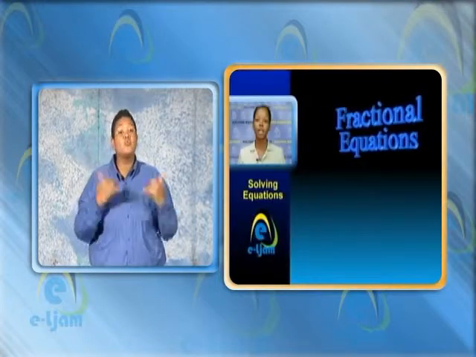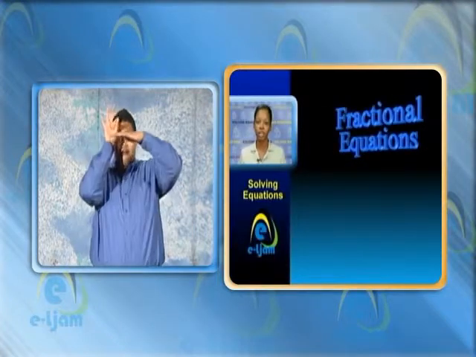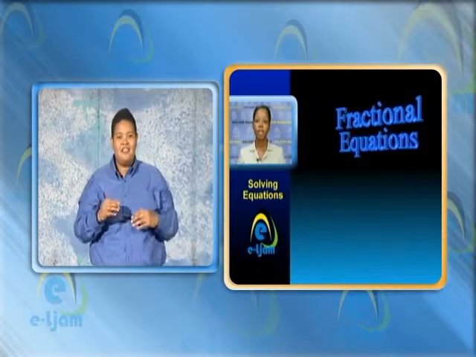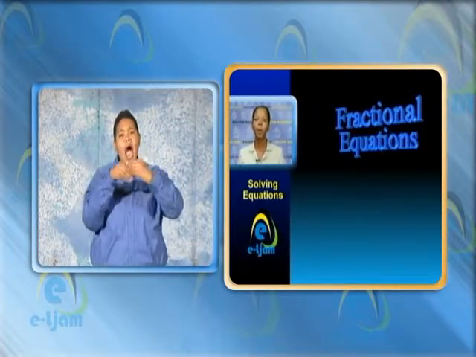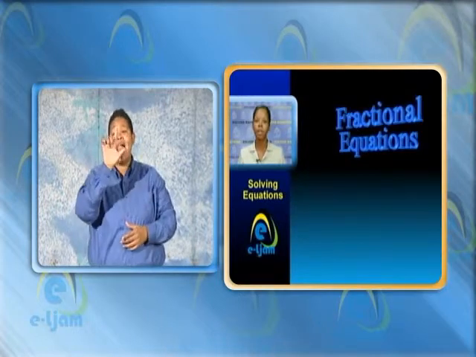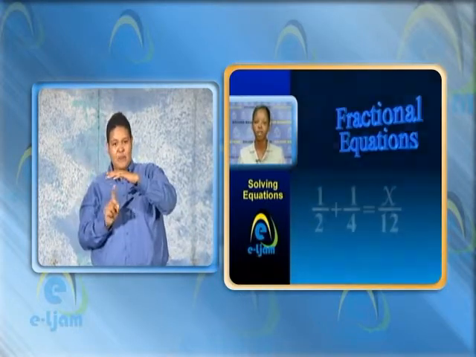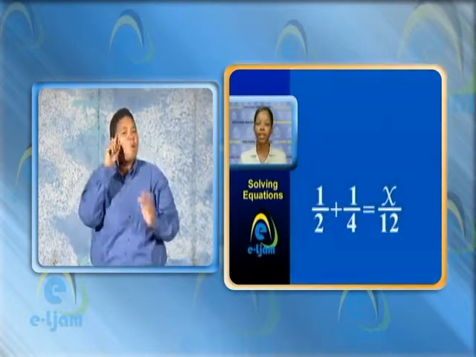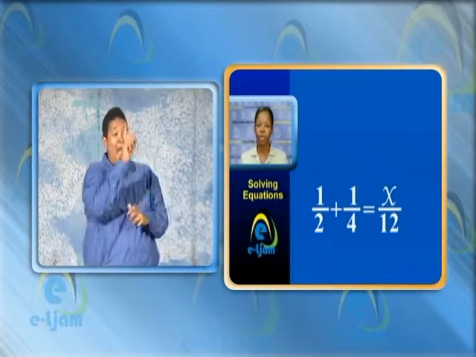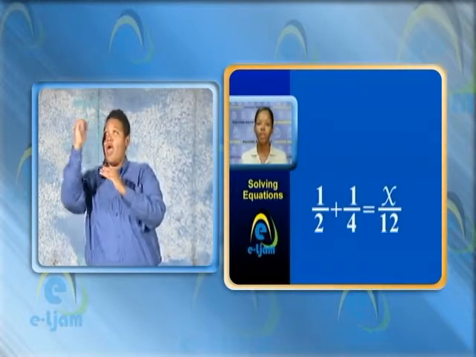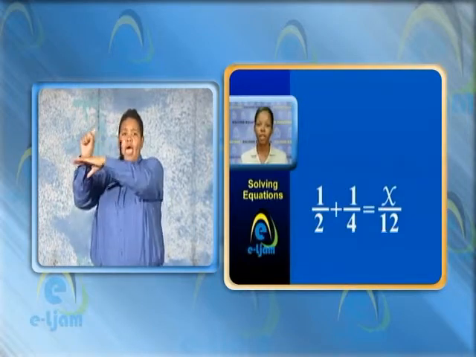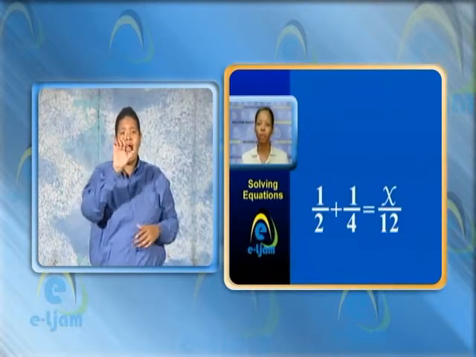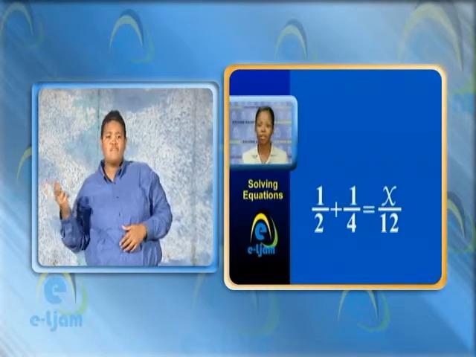Let's now take a close look at fractional equations. Just as with regular fractions, once we add and subtract, we must find the LCM of the denominators of the fractions involved. For instance, in the equation a half plus a quarter equals x over 12, we need to determine the value of x. First, we find the LCM of 2, 4, and 12, which is 12.